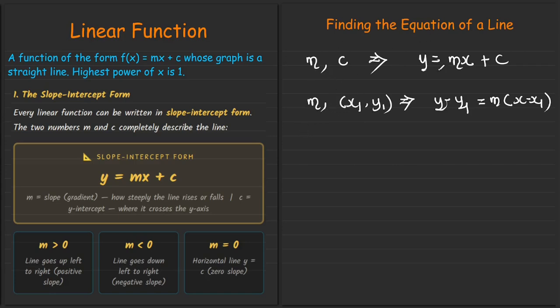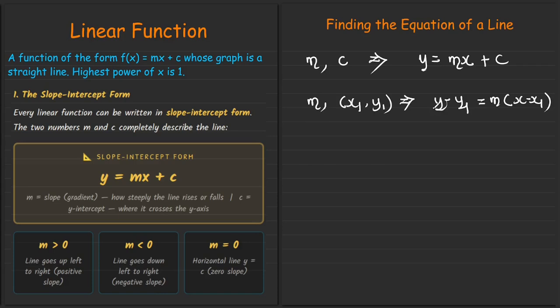You see, I didn't mention this. For the first one, it is called the slope intercept method, so you are given the slope and then the intercept. But for this one, you are given the slope and then a point, so it's called the point slope method. After this, we then simplify.